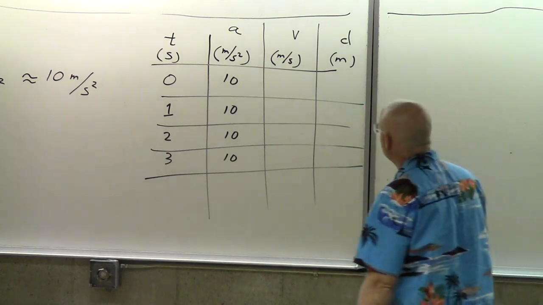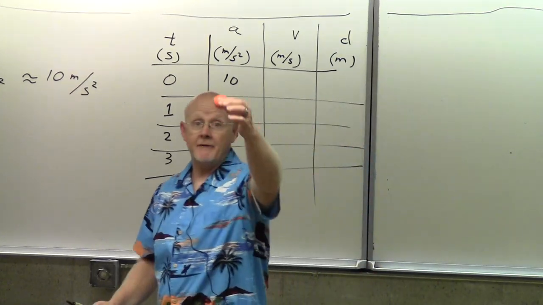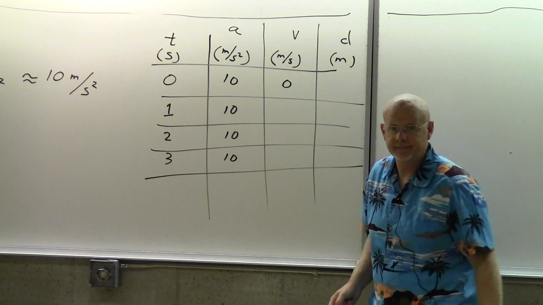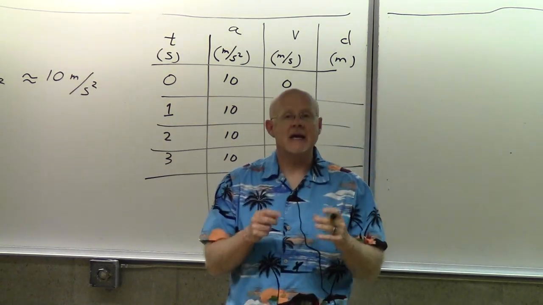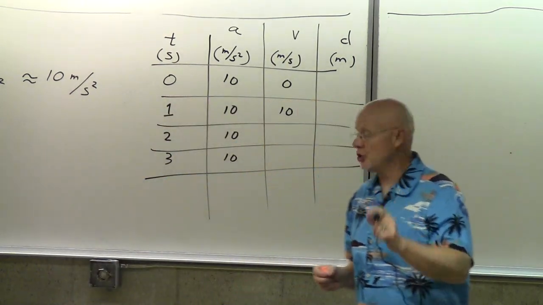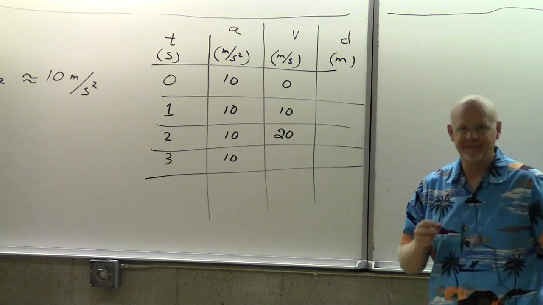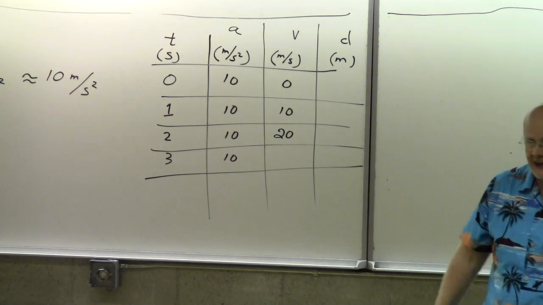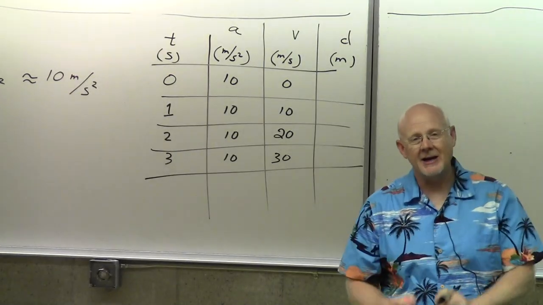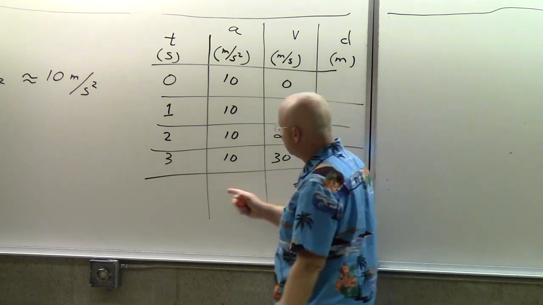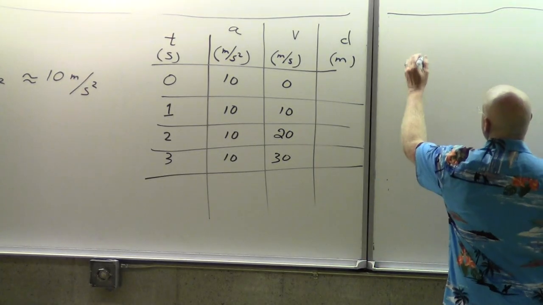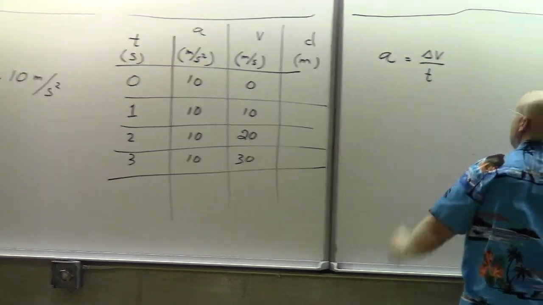So could we fill this in? Could you tell me the speed when I first let it go? Yeah, zero. What would be the speed 1 second later? 10. Why 10? Because the acceleration is 10 meters per second each second. That means change your speed by 10 meters per second each second. So how fast is it going after 2 seconds? 20, because again, change by 10. How fast after 3 seconds? 30, because again, change by 10. So after 3 seconds, it's going 30.